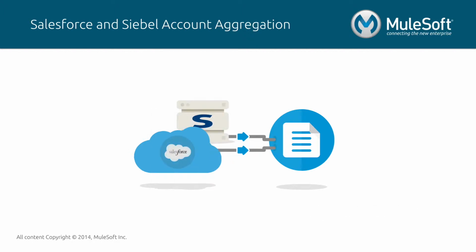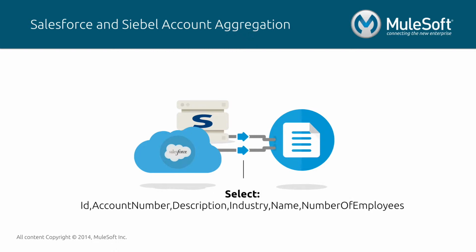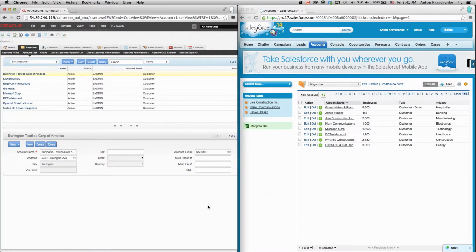In this video, I'll show you an example of a company that utilizes this template to aggregate data from Salesforce and Siebel, and to email a CSV report of that data as an attachment. We will extract only data we care about. In this example, it would be ID, account number, description, industry, account name, and a number of employees. Right now, let's see how it works inside of two different systems. Here, you can see that some accounts are in Siebel only, some in Salesforce, and some in both.